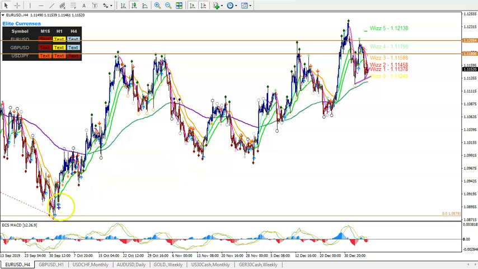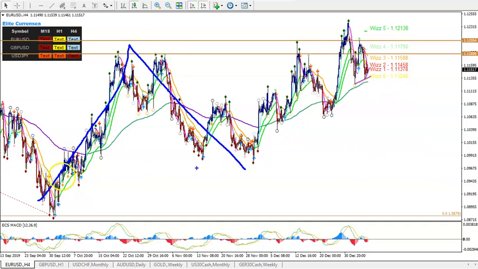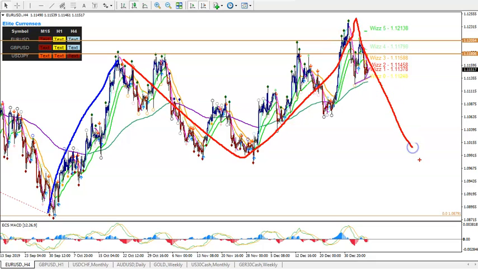Okay, at this moment, either price has completed an ABC and we're getting an ABC down, or this is a wave A, and wave A like this. This is an ABC down, and we get 5 waves down. Doesn't really matter. In both cases, price should go to about 110, 109.50.